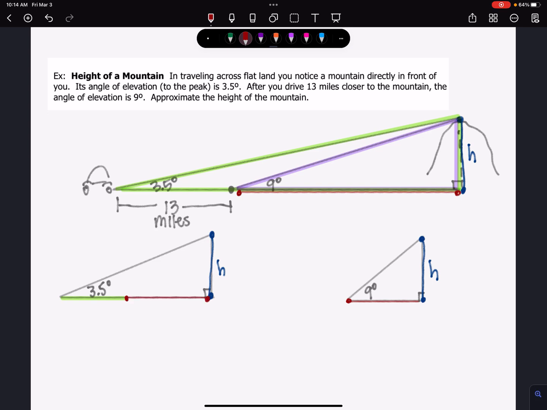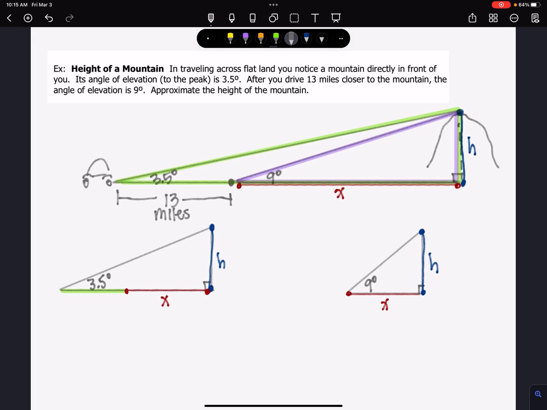So I don't quite know two sides on either triangle. I do know that I can call this red side X. So I'll have X for that, and then I'm going to bring this 13. So this whole length would be 13 plus X.